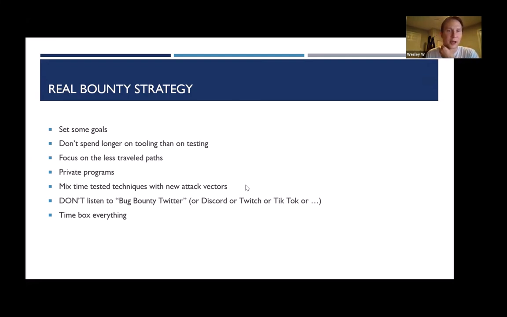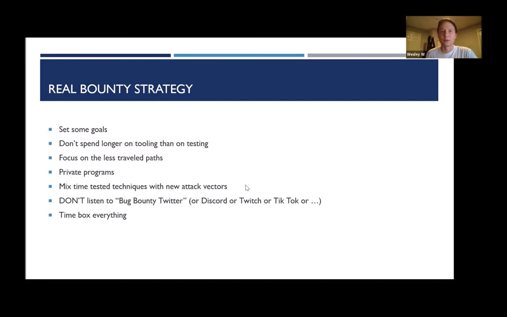Focus on the less traveled paths. This has been super successful for me. If I were to go and hack GE, I would not go to GE.com and just try to start hacking all the form fields. I would start looking for, well, what's the scope? And is there an old GE mobile website that everyone forgot about but is still running? Take a look at that.